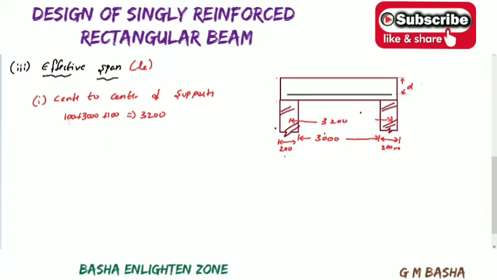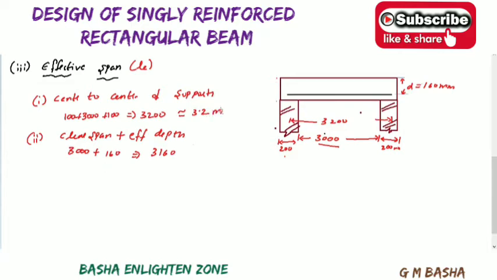And again, the next point will be clear span plus effective depth. Clear span is given as 3000, plus the effective depth which we adopted, that is 160 mm. If you simplify you will get 3160. So in terms of meters, the first is 3.2 and the second will be 3.16.